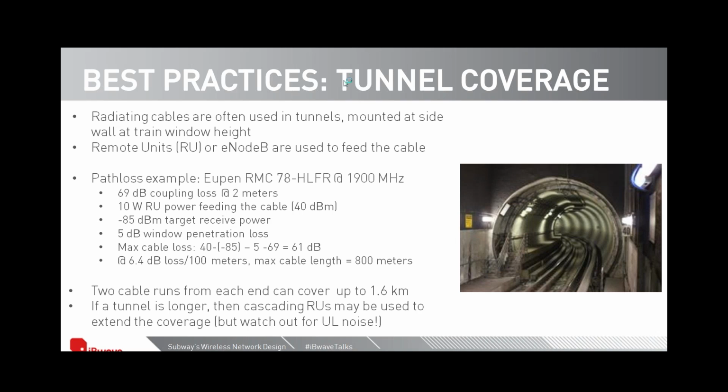So now let's take a look at how to calculate the maximum cable length. First off, the cable that we are using in this example is U-bahn RMC78, and at 1900 megahertz, it has 69 dB coupling loss 2 meters away from the cable. This is important because the cables are mounted at the side wall and about 2 meters away from it. It's about almost midway inside the train car. This cable has 6.4 dB loss per 100 meters.